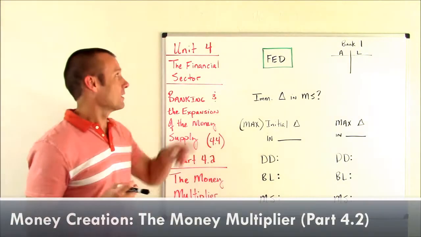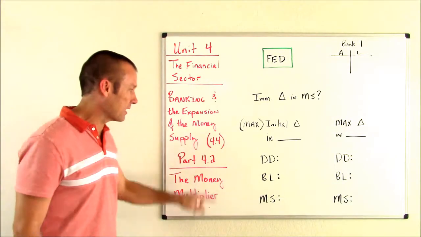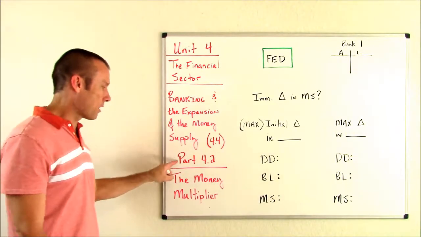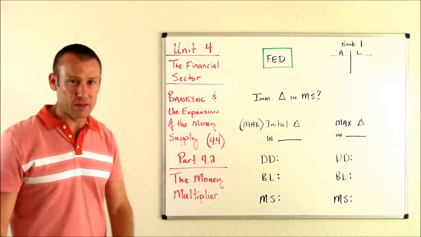Hey everybody, welcome back. Unit 4, the financial sector, banking, and the expansion of the money supply. Subunit 4.4, part 4.2 in this subunit. Still on the money multiplier.